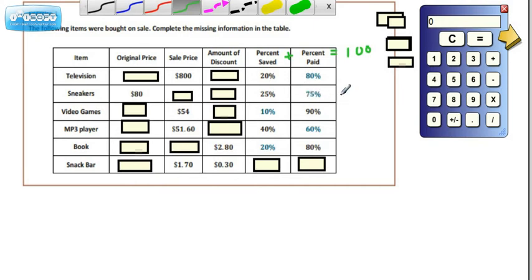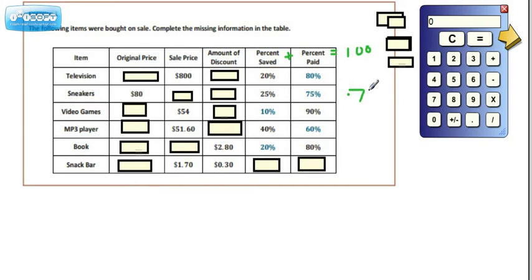just moved that 2 over to the left. 75% is equal to 75/100. We can take that and multiply it by the original price, and that will give us the sale price. All right, let's take a look at that on the calculator, shall we? We're taking the original price of $80, and we're multiplying it by the decimal equivalent of 75%, which is 75/100, and we get 60. So that means that the sale price is $60.